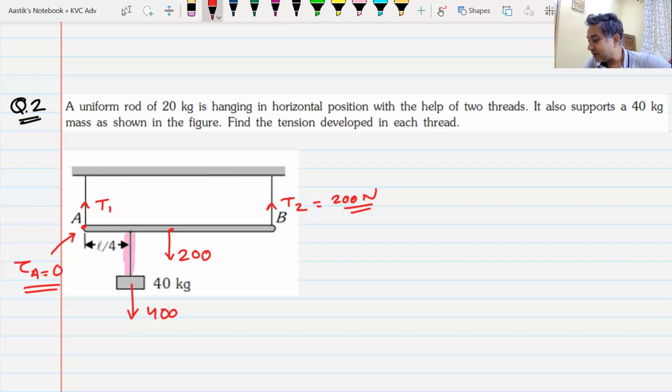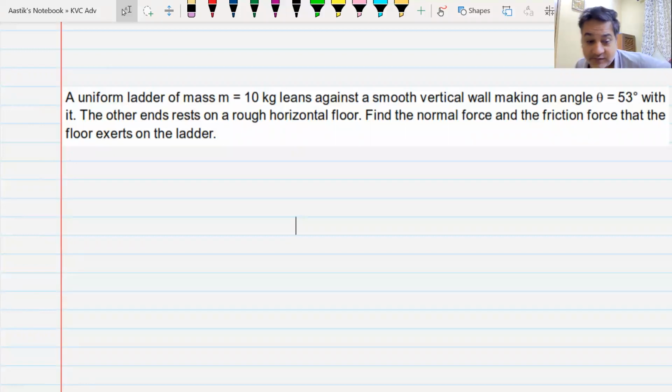Remember, I'm only taking the popular questions, which are popular with the examination authorities. And this is one of the popular questions. A uniform ladder, no diagram is given, so you'll have to manage it.